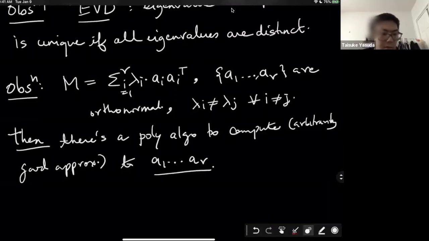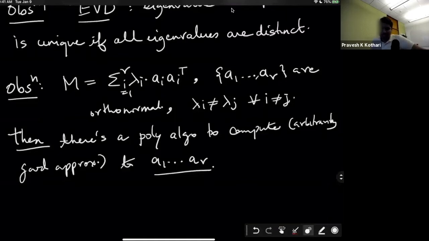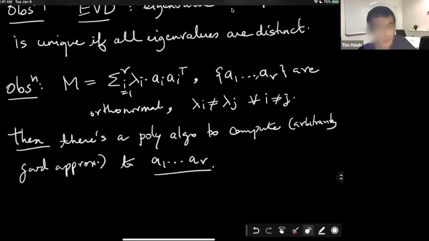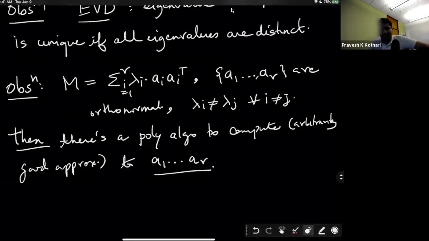You can rotate them. No. Rotation is actually, thankfully, not a problem. Are you talking about the lambdas are not sorted? The lambda i's are all distinct. What do you mean they're not what?